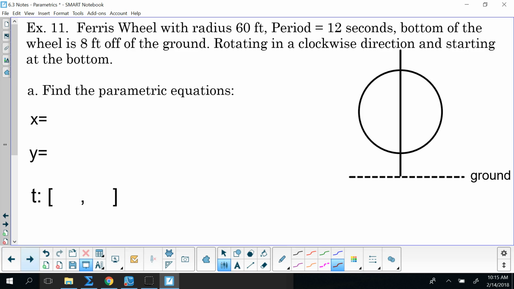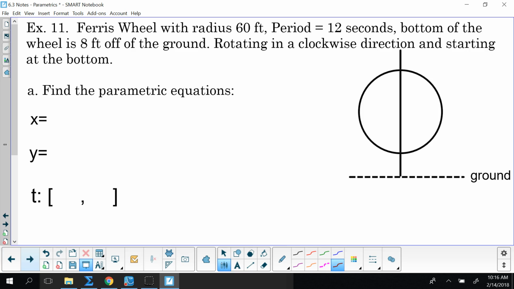Okay? All right? So this Ferris wheel has a radius of 60 feet. Now, you don't have to write down every word, but just write down the key stuff. You know what I mean? Like, radius of 60 feet. Period is 12 seconds. Bottom is 8 feet off the ground. Right? Clockwise rotation. And we're starting at the bottom.